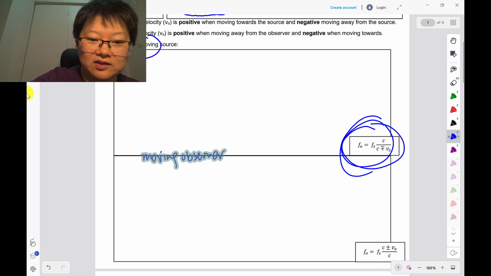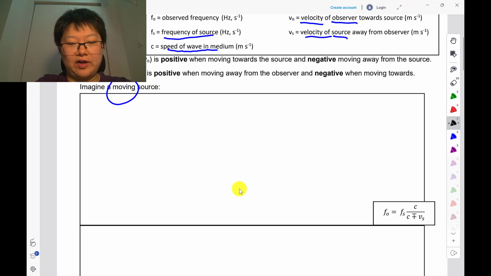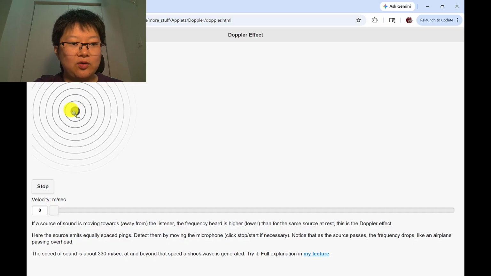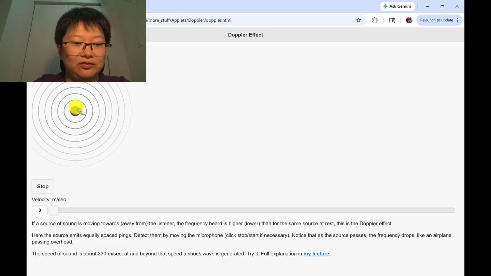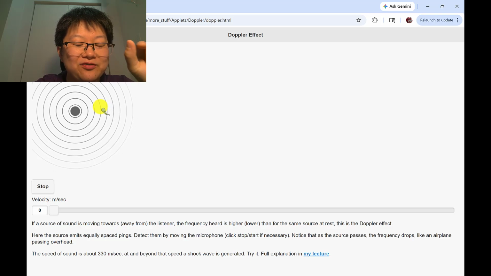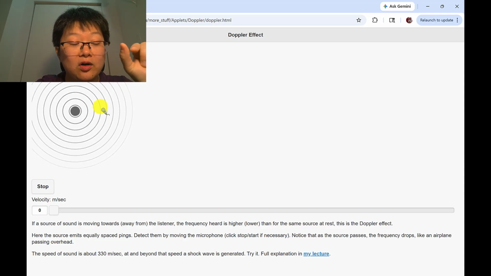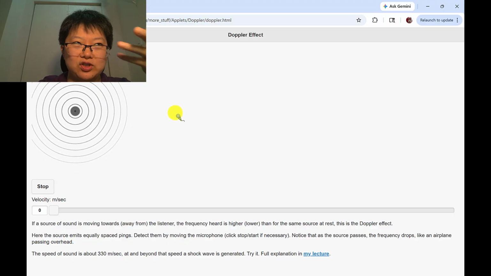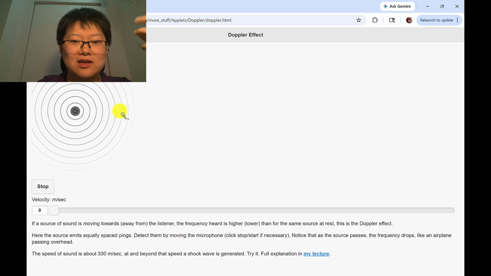Before we start the derivation, I just want to plant a visual in our minds. This is a great simulation I found. I'm just going to start the simulation. Here I have a source emitting waves, and you can see the wave fronts, and the distance between two wave fronts is one wavelength. Here I have a microphone, which is going to measure the frequency. Every time you hear a tick, the frequency of the ticks is going to tell you the frequency.